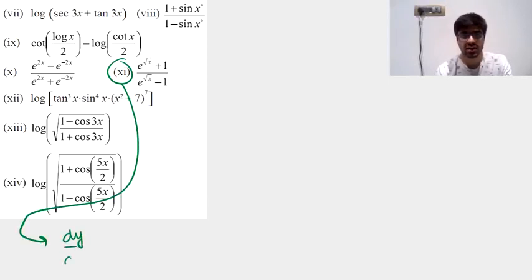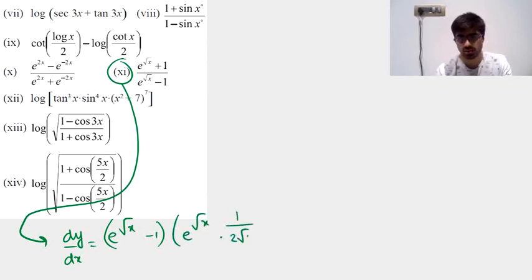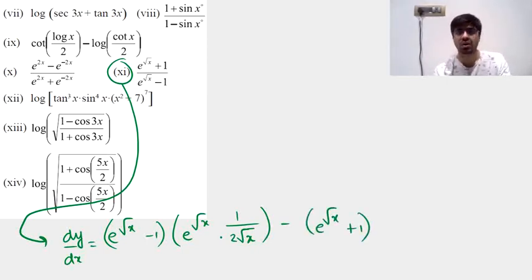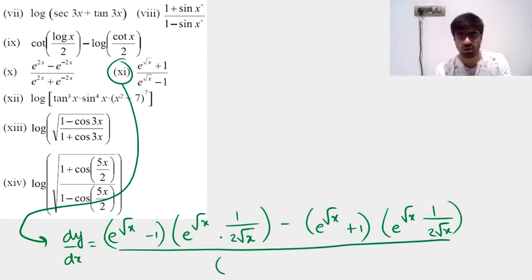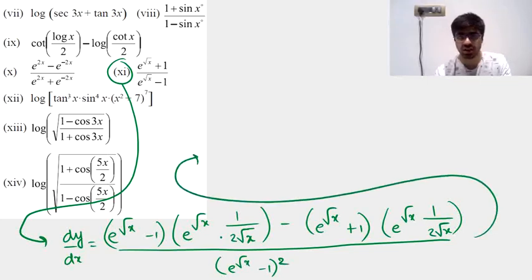So here your dy by dx will be v into the derivative of u, that is e power root x minus 1. The derivative of u will be e power root x into 1 upon 2 root x, minus u into the derivative of v, that is e power root x plus 1 into e power root x into 1 upon 2 root x, the whole divided by v square, which is e power root x minus 1, the whole square. So let the denominator remain the way it is.